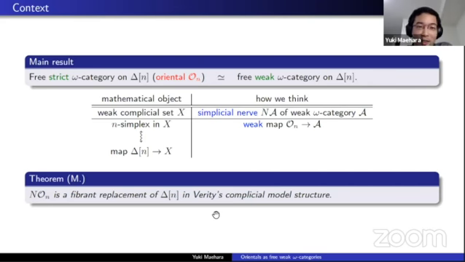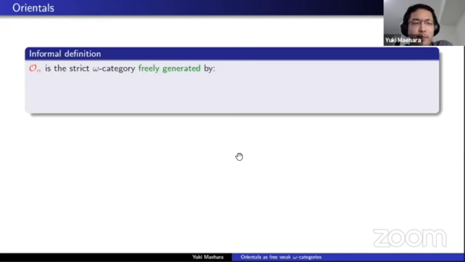So let me start the actual talk by first describing these Orientals. The original actual definition is a bit too much combinatorics for a 20-minute talk, but let me give you just an informal definition, which should really be a theorem. So the nth Oriental, denoted by O_n, I said, is the strict omega category freely generated by the n-simplex, but exactly what does that mean?